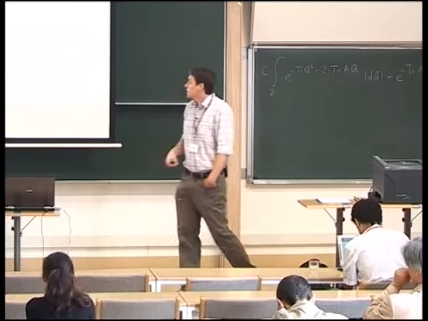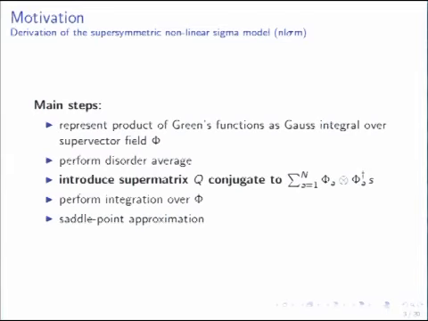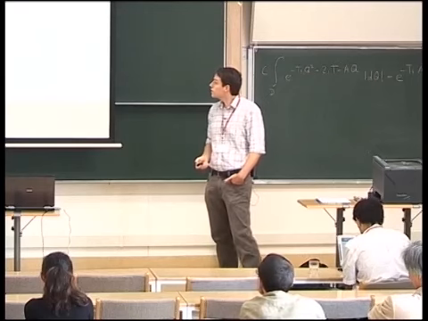As I already mentioned, these Hubbard-Stratonovich transformations are used in the derivation of nonlinear sigma models, for example, the derivation of the supersymmetric nonlinear sigma model. So what's the scheme, or what are the main steps? First, one represents the objects of interest, the product of Green's functions, which can be rewritten as a ratio of determinants, as Gaussian integrals over some supervector field phi. This is done to be able to perform a disorder average.